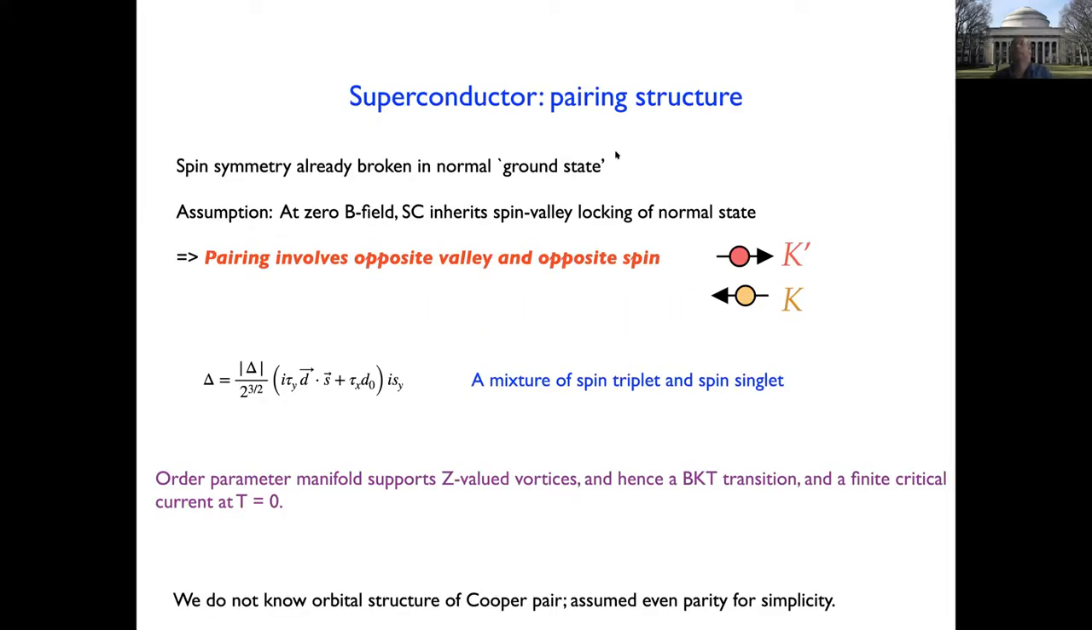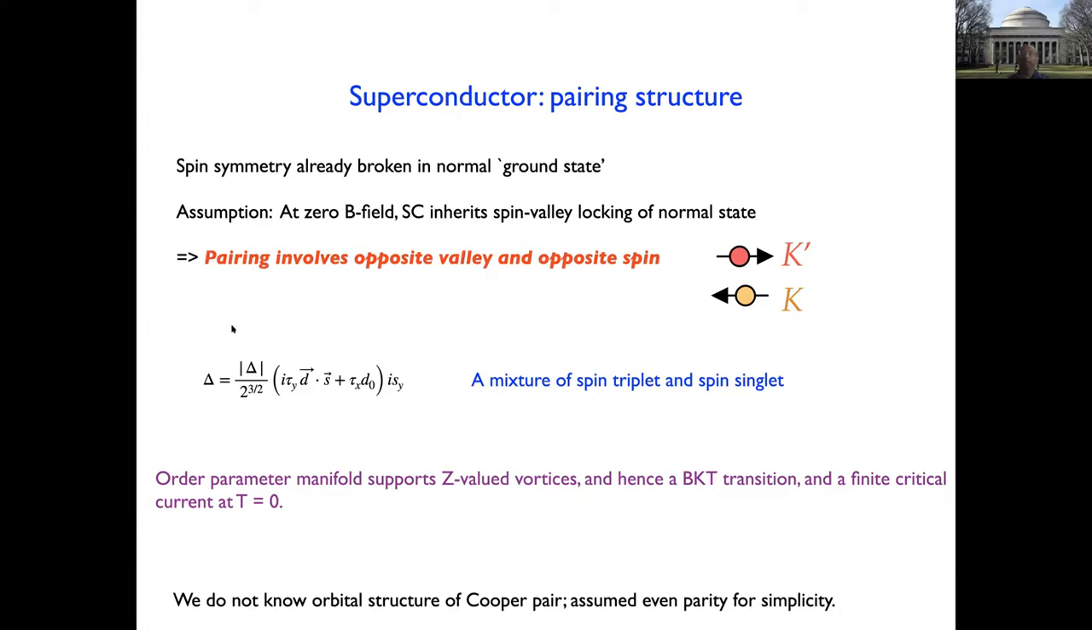So let's turn to the pairing structure of the superconductor. The spin symmetry is already broken in the normal ground state. And the assumption is that at zero magnetic field, the superconductor inherits the spin valley locking of the normal state. This means that the pairing involves opposite valley and opposite spin, right?